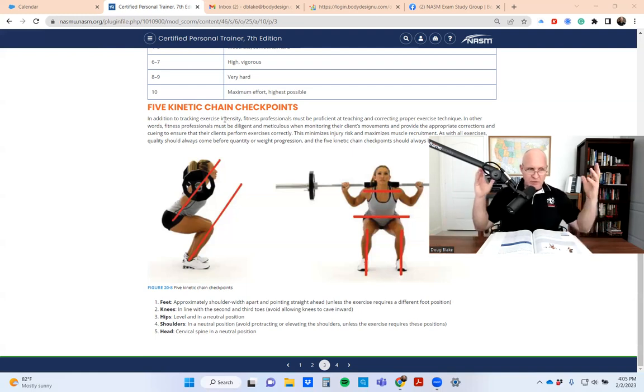We always assume that when we talk about intensity and the volume and the number of reps, whatever, we are assuming that for the most part, the client is actually doing the exercise correctly.